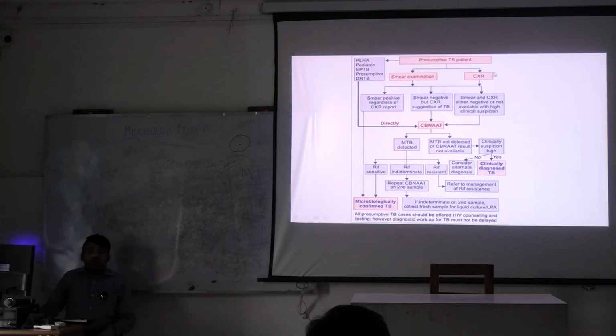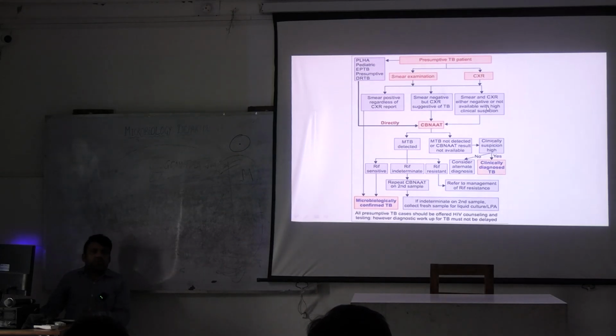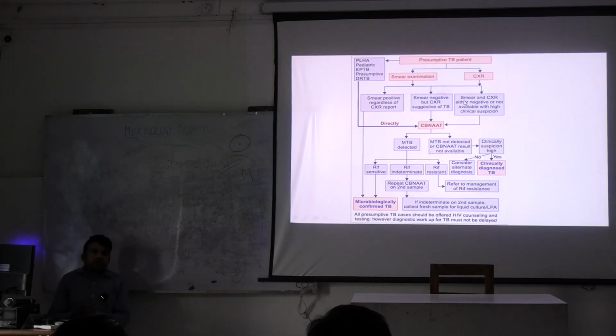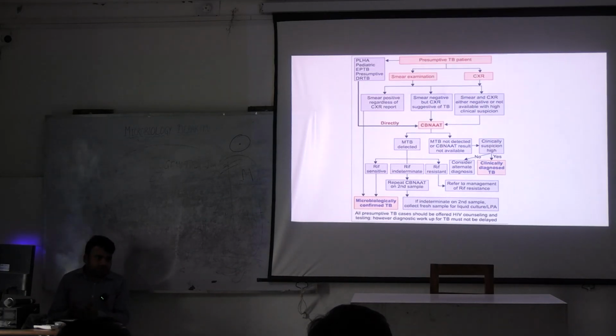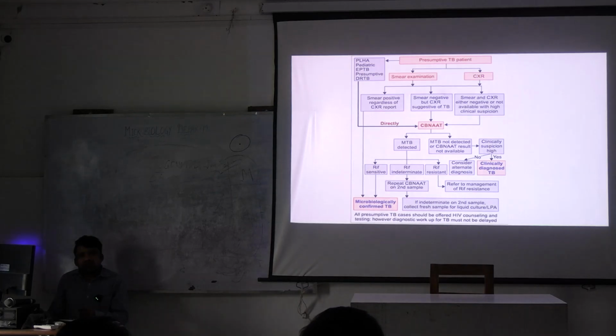And we also need to go for a chest X-ray, especially in case of pulmonary tuberculosis. It will show signs of infection with tuberculosis. Now, if the microscopy is negative but the chest X-ray is suggestive of tuberculosis, we can label it as clinically confirmed tuberculosis and proceed for the treatment.